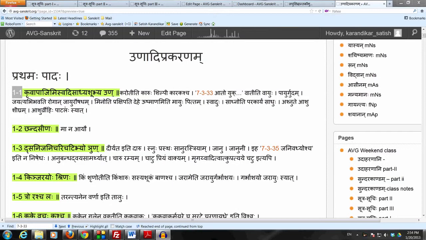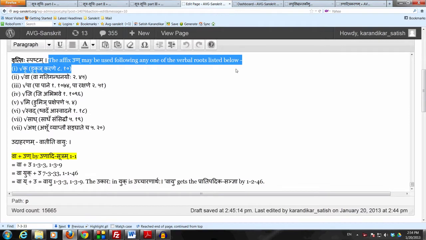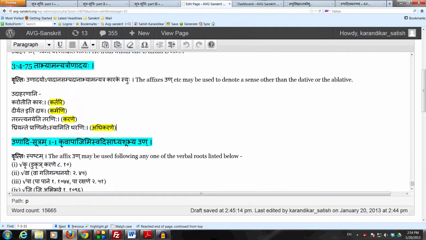Now let us look at the very first sutram in the Unadi Paatha, which is Kr Va Pa Ji Mi Swadi Sadhya Shubhya Un. This is the very first sutram of the Unadi Paatha, and it simply says that the affix un may be used following any one of the verbal roots listed in the sutram, and they are as follows. The first one is the dhatu kr, which of course we know very well, dukrin karane.